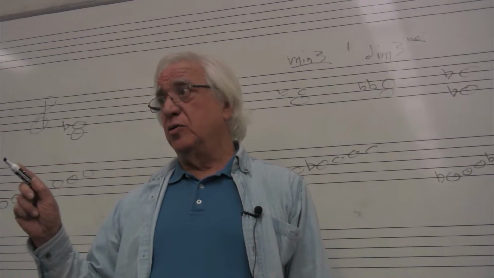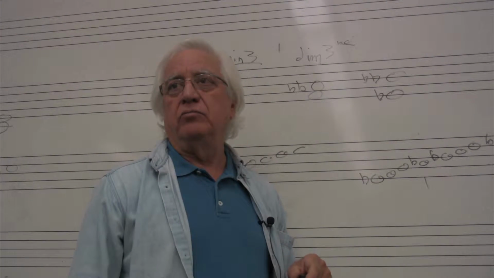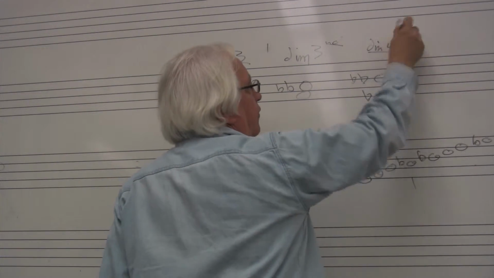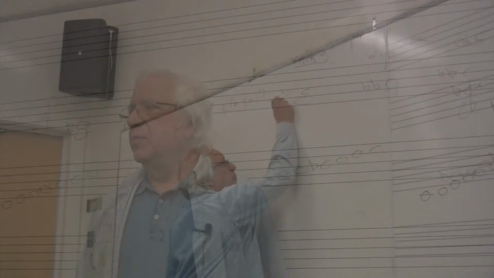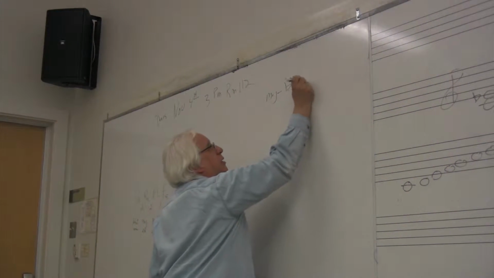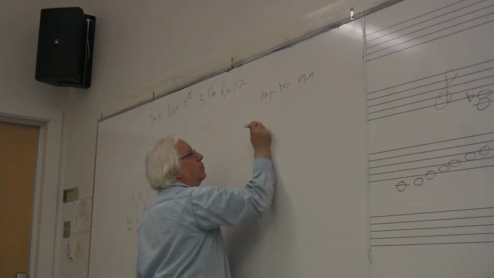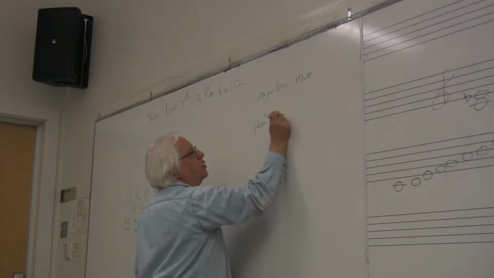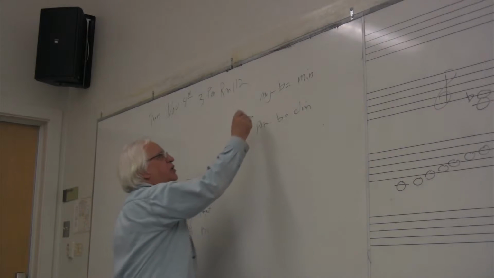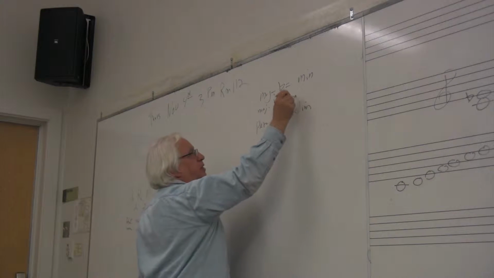A perfect interval lowered one time becomes a diminished interval. This would now be called a diminished fifth. Major lowered once is a minor. A perfect lowered once is a diminished. If I have a major interval and I lower it twice, it becomes diminished.